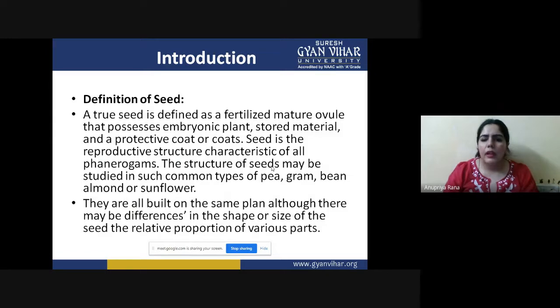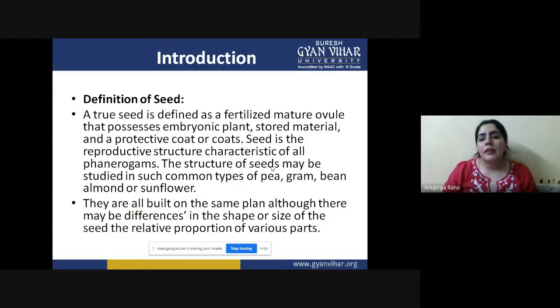The structure of a seed can be very easily studied using very common seeds like pea, gram, beans, almond, sunflower. There is an abundance of seeds by which we can study how a seed germinates, what features are present inside the seed, and how they are different from other parts of the plant. Though all are built on the same plan, there may be differences in the shape, size of the seed, and the relative proportion of various parts.